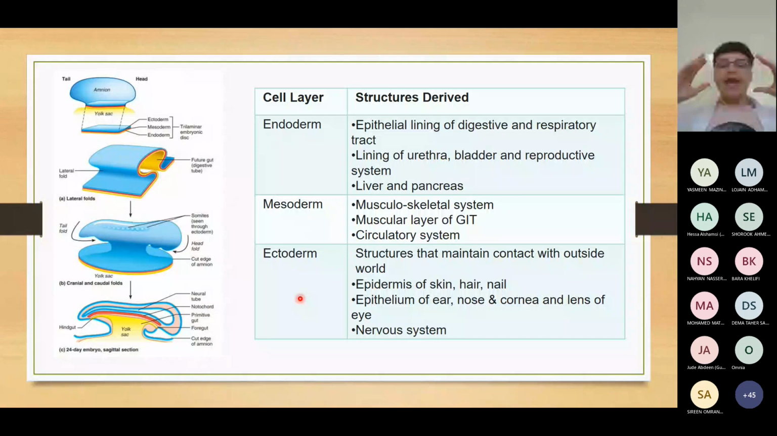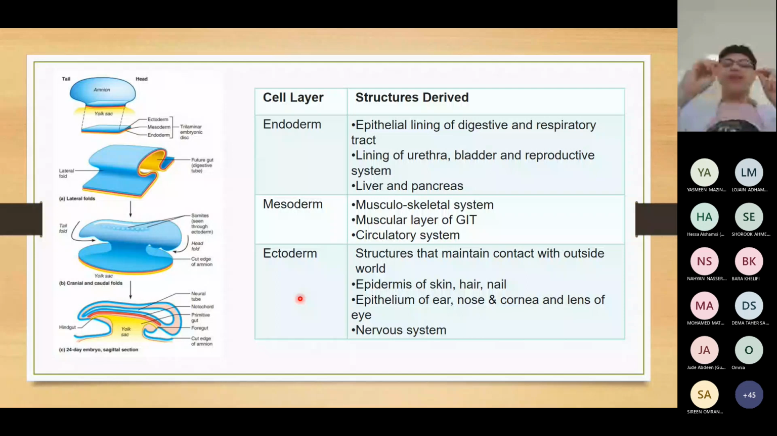Ectoderm, I want you guys to remember anything that has contact with the outside world, it is formed from the ectoderm. Whether it is the skin, the hair, the nails, your ears, your eyes, your nose, all of these have contact with the outside world. So they form the ectoderm. From its name, ecto means outside. So the ectoderm forms all of these structures.